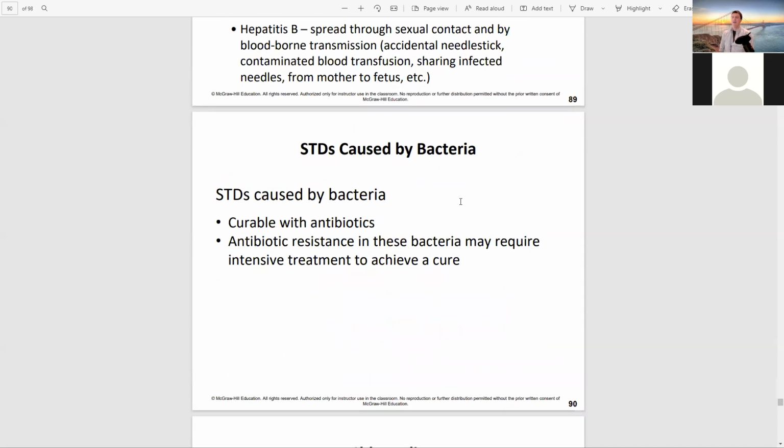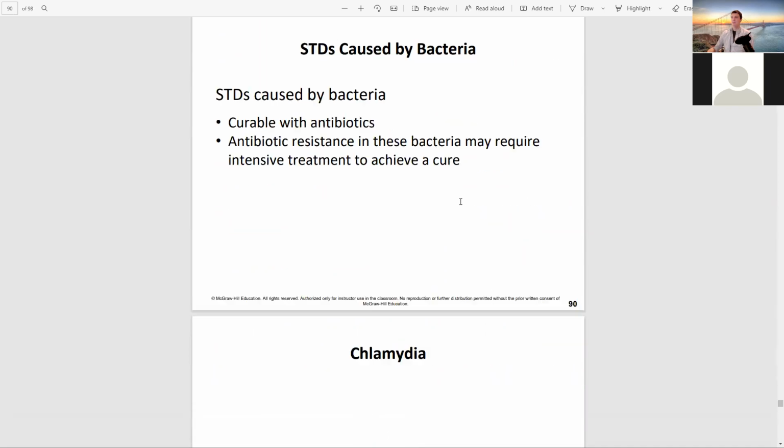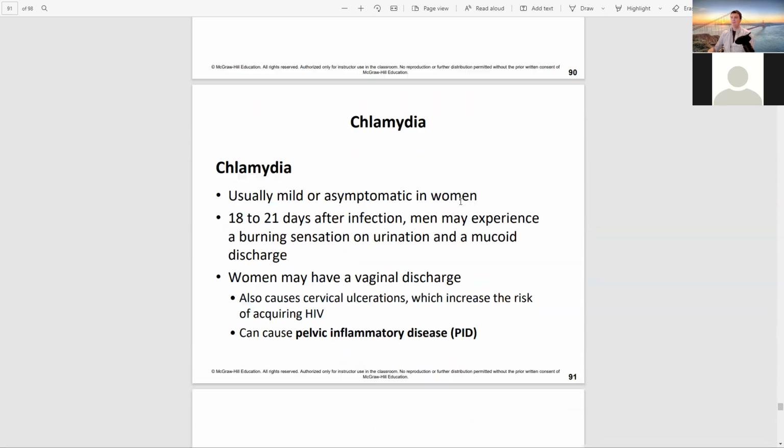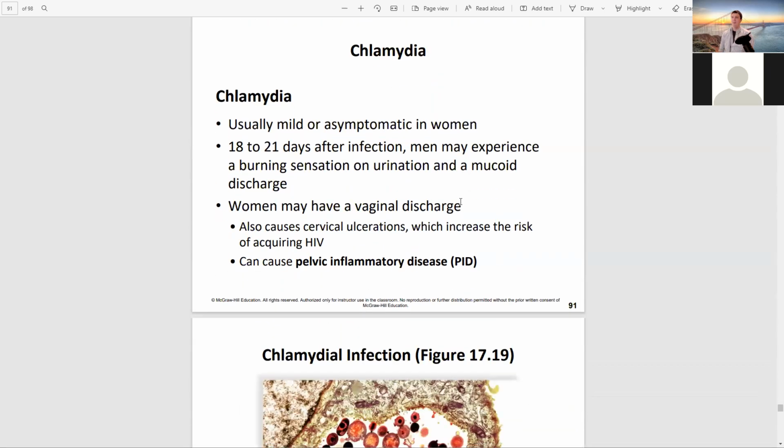So STDs caused by bacteria are curable with antibiotics. Antibiotic resistance in these bacteria may require intensive treatment to achieve a cure. Chlamydia is usually mild or asymptomatic in women. 18 to 21 days after infection, men may experience a burning sensation on urination and a mucoid discharge. Women may have a vaginal discharge. It also causes cervical ulcerations, which increase the risk of acquiring HIV, and can cause pelvic inflammatory disease.